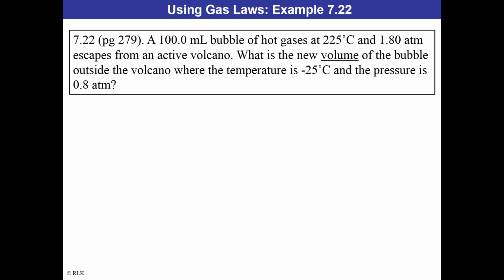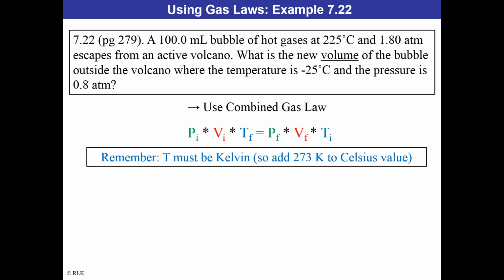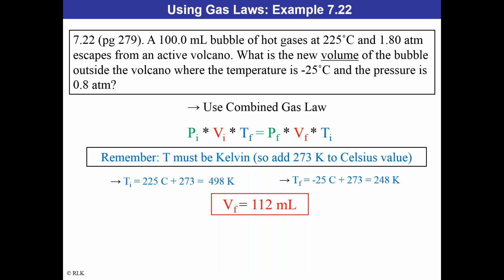So the initial volume would be 100 mL. The initial temperature would be 225 Celsius, but you have to convert that to Kelvin. And the initial pressure is 1.8 atm. The final temperature would be negative 25 Celsius plus 273, and the final pressure would be 0.8 atm, and you're looking to find that final volume. So again, use the combined gas law, make sure you have your conversions proper, and you're going to arrive at a volume of about 112 mL.